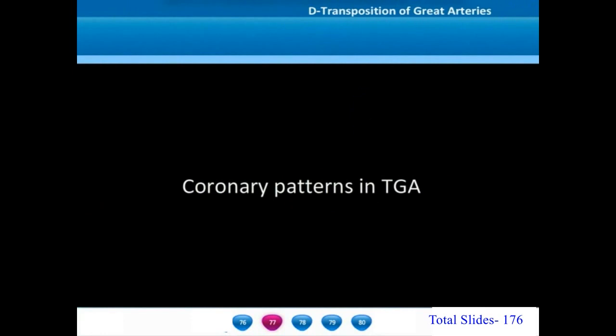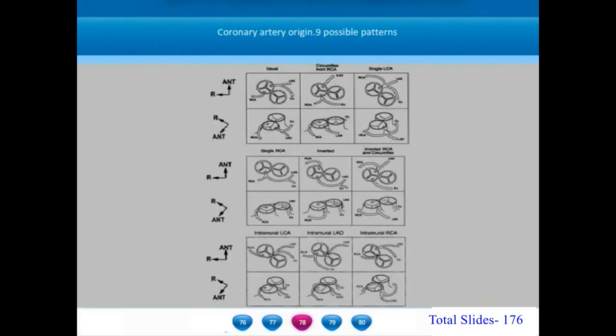After discussion about the intra-atrial communication, interventricular communications and patent ductus arteriosus in TGA, now we move on to the coronary patterns in transposition of great arteries. The coronary artery origin can be extremely variable in patients with transposition of great arteries. Morphologically, all sorts of combinations of coronary arteries have been described. Echocardiographically, a large majority of them can be identified and a few may not be identified correctly.